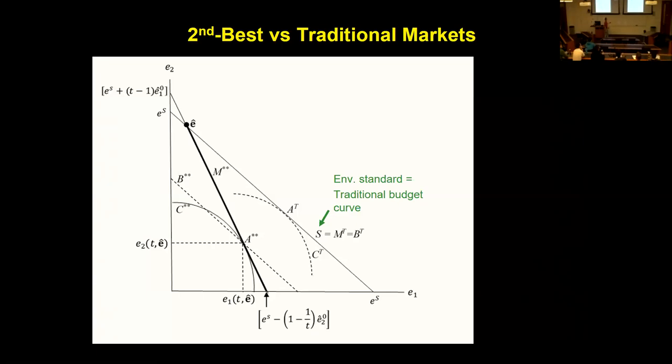You can use the market clearing condition to define the endpoints, and they're written in terms of the environmental standards. So this one has ES minus this term. We've already said T is going to be greater than one, so we're going to be subtracting something off. So here's ES. Our new intercept should be below ES.